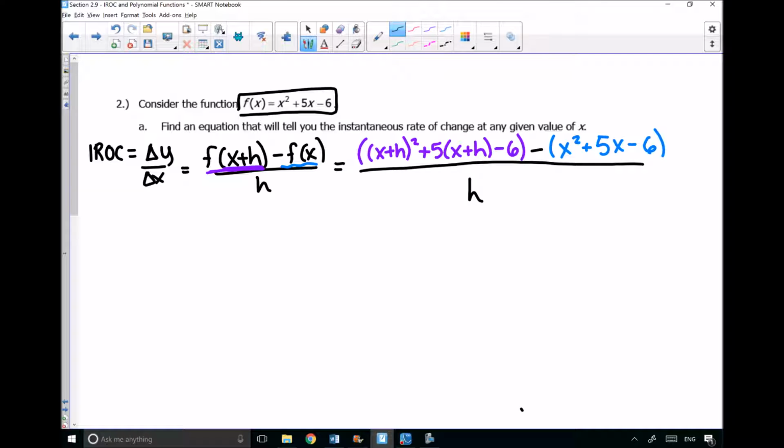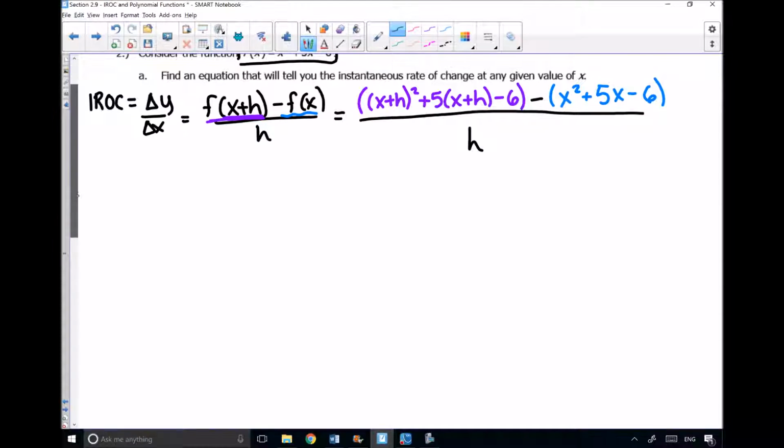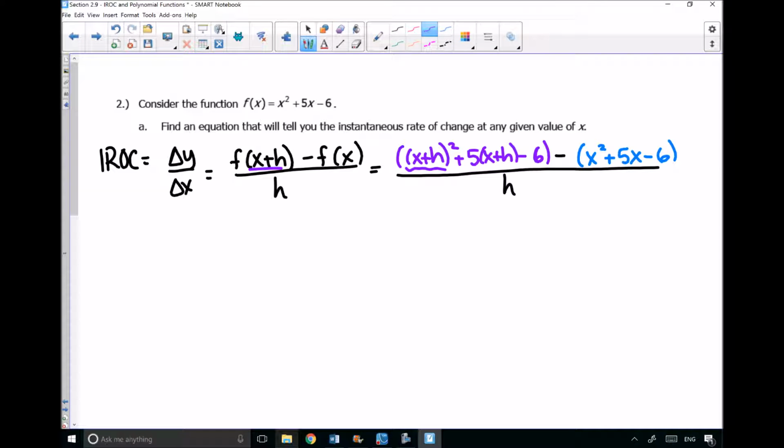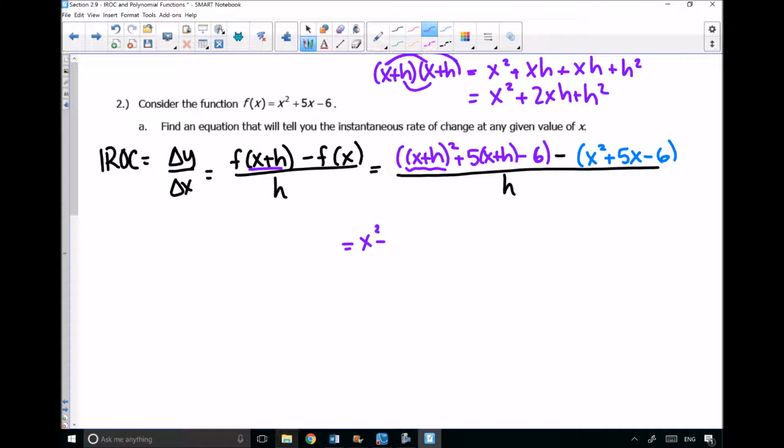So now that I've done that, I just have to do a lot of algebra. So what I have to figure out, well, what's x plus h squared? Remember, x plus h squared means x plus h times x plus h. So when I multiply this through, I get x squared plus xh plus another xh plus h squared. So this gives me x squared plus 2xh plus h squared. So putting that all together right here, I end up getting x squared plus 2xh plus h squared.